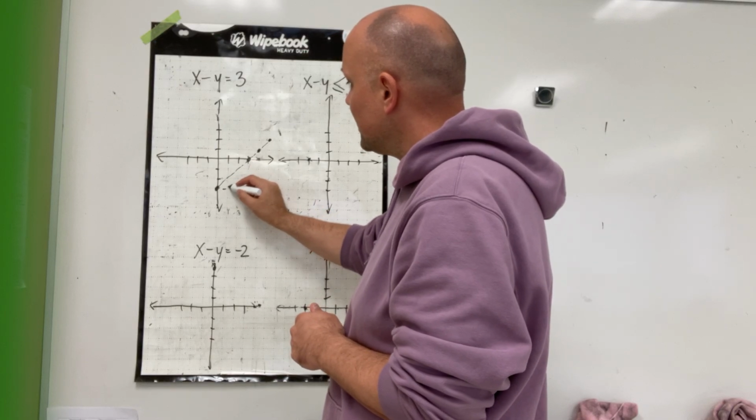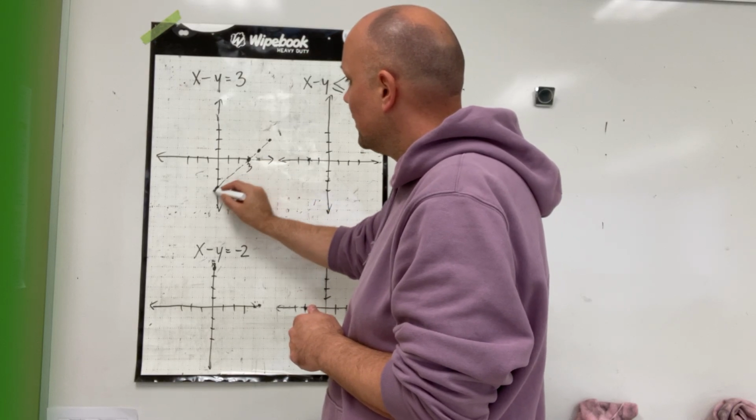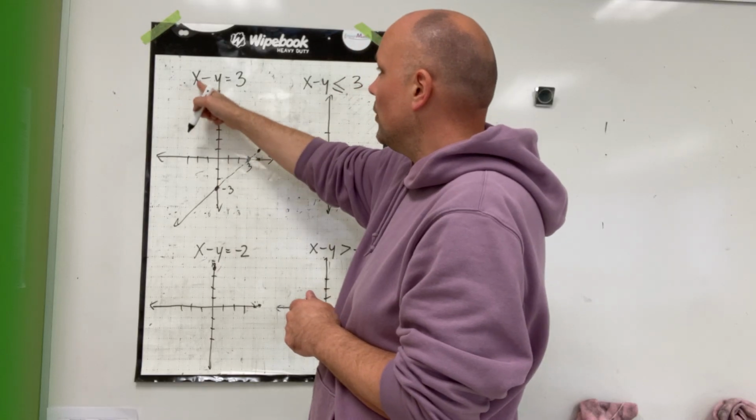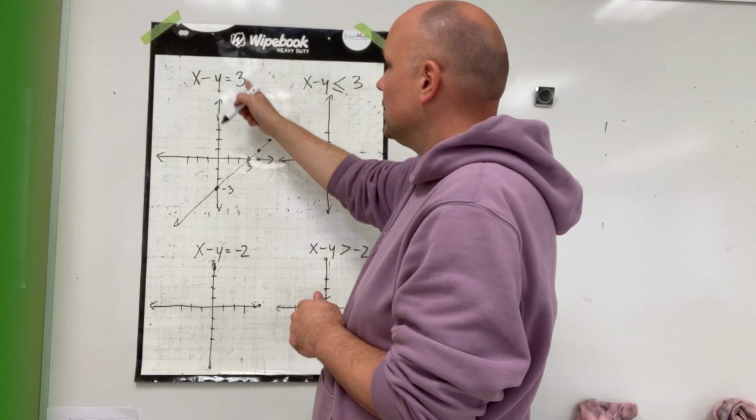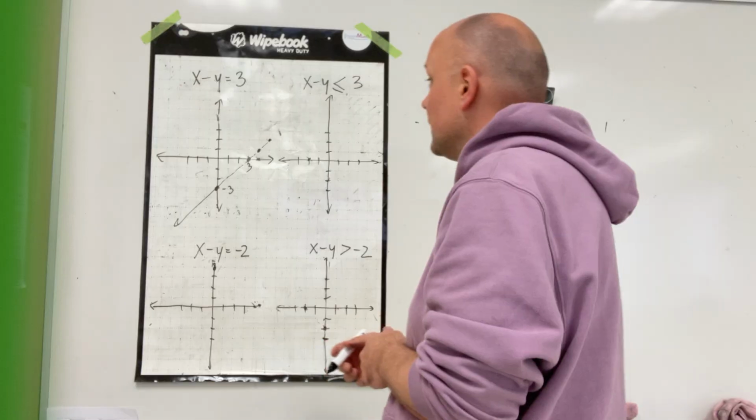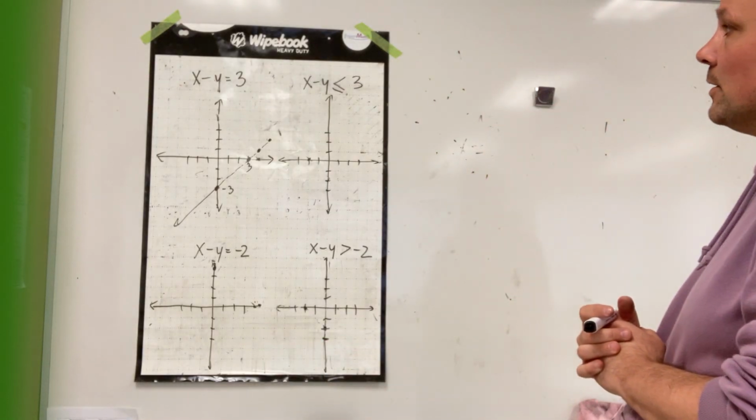It'll have an intercept at negative 3, right? Because 0 minus negative 3 is 3, because it's 0 plus 3. All right, so there's our line.